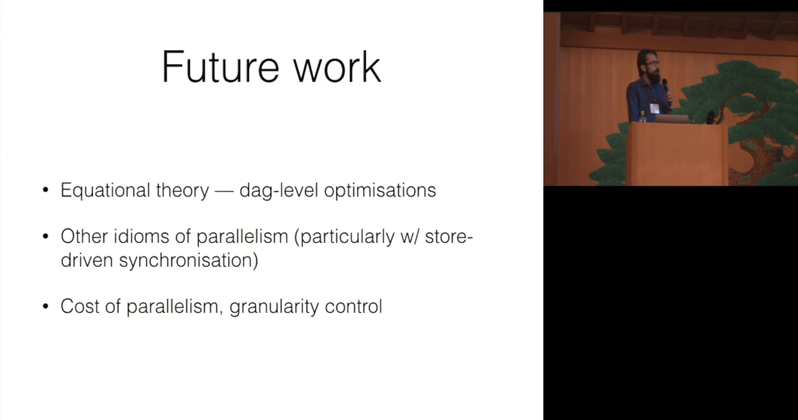There is still a lot to be done. We should look at the equational theory in more depth. We have some ideas about possible DAG-level optimizations that we'd like to look into. There are other idioms of parallelism, particularly newer things like LVARs, which don't necessarily fit particularly well with this language. And we're also looking at mitigating the real-life cost of parallelization and into granularity control.